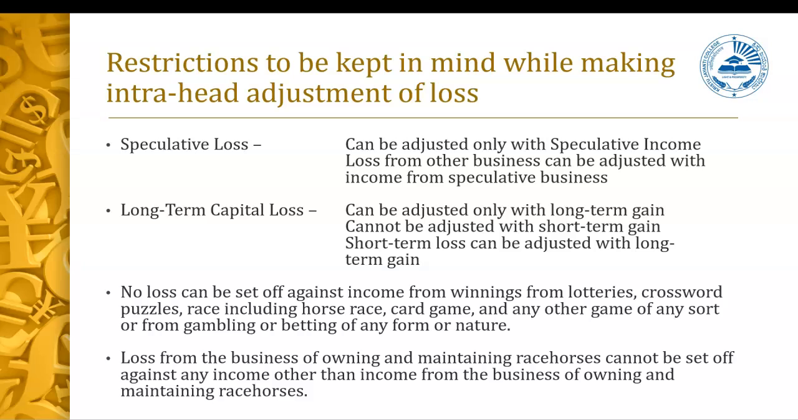Suppose the assessee is incurring a loss in business A and in business C, whereas he is making a profit in speculative business, that is business B. Then the income from speculative business B can be used to adjust the losses that have arisen from business A and business C. To put it in simple terms, speculative loss can be adjusted only with speculative income, whereas speculative gain can be used to adjust any other business losses.